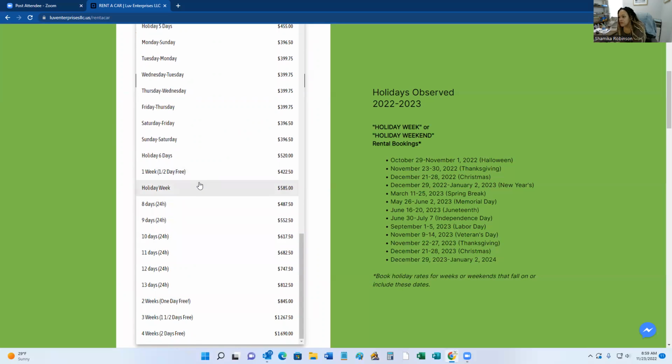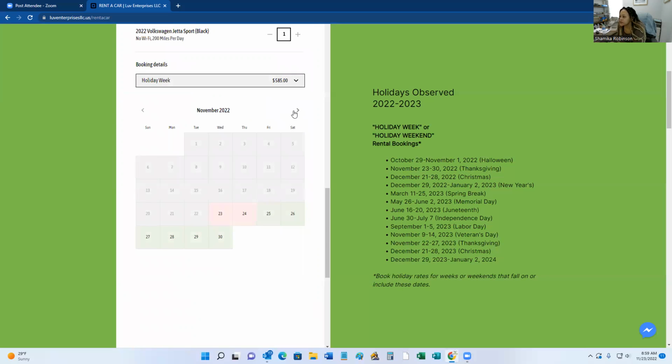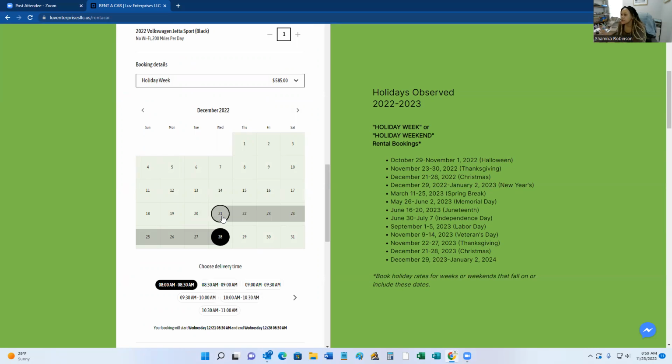So a holiday week, as you can see here, is $585. That would include my December 21st through my December 28th, right? Boom, easy peasy, holiday week. Not very much more than the average week, right?